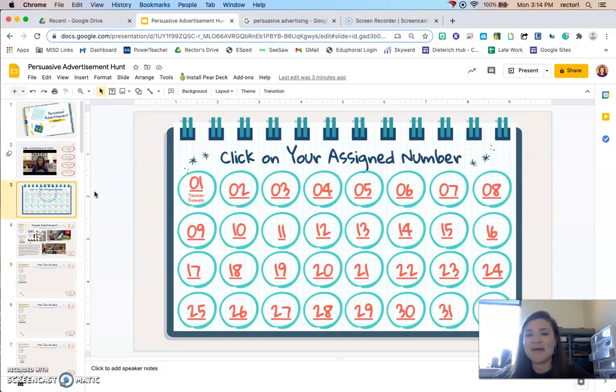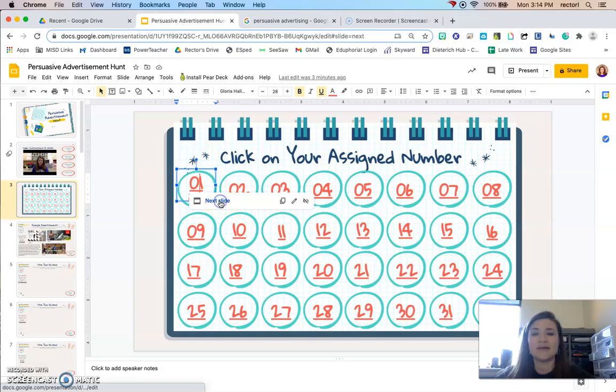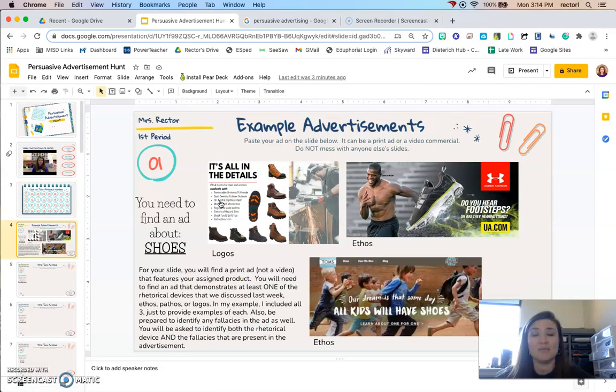Going back to this page, I have done an example for you. So I'm going to go to my example. You can see that I have given you some instructions here, and then I've given you several examples. You are only going to be required to find one advertisement, but I went ahead and found 3 different ones so that you can see an example of what a logos, ethos, and pathos advertisement might look like.